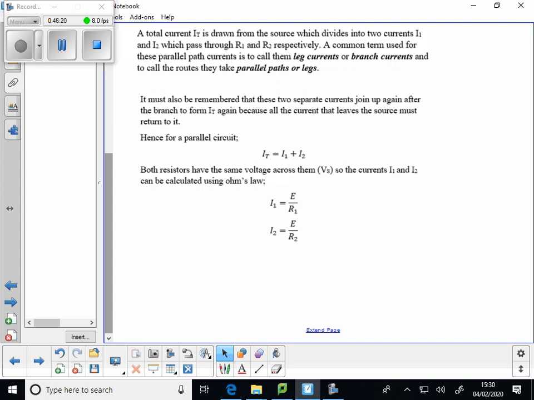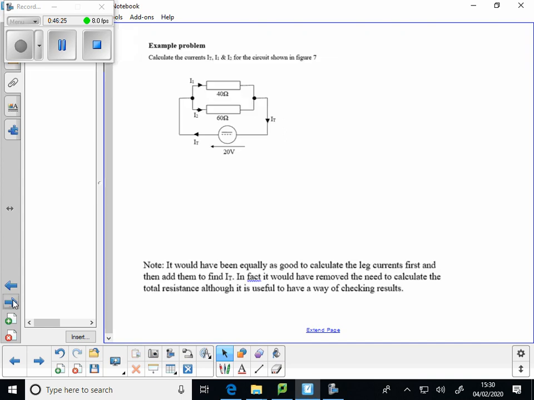All happy with the current divider? Example problem on the next page.